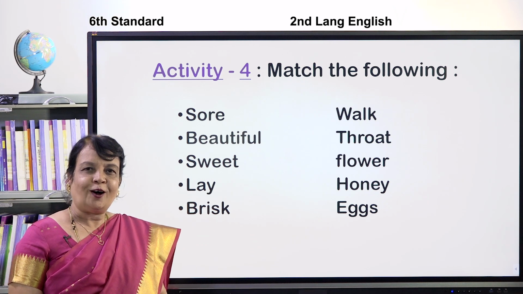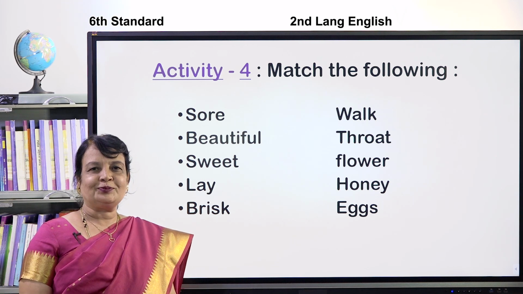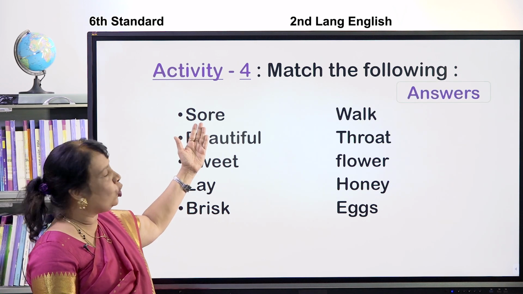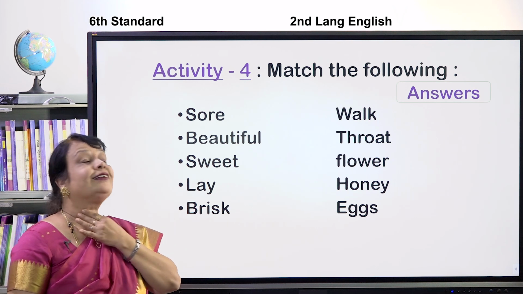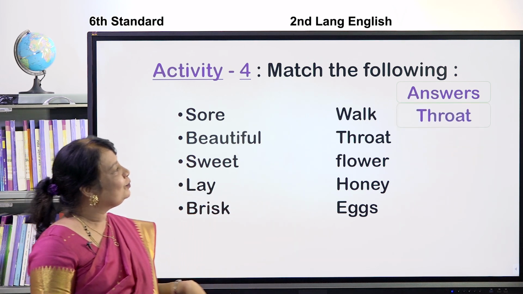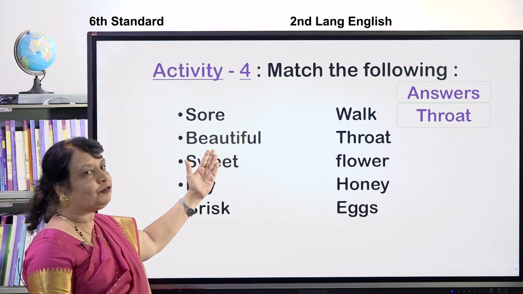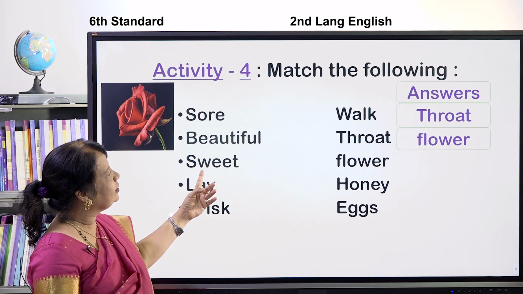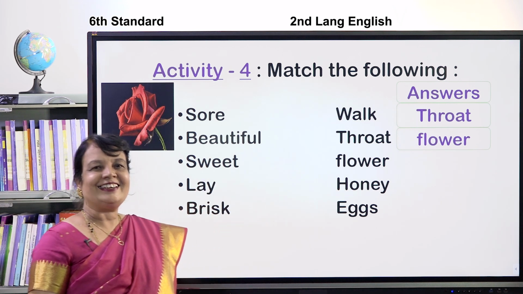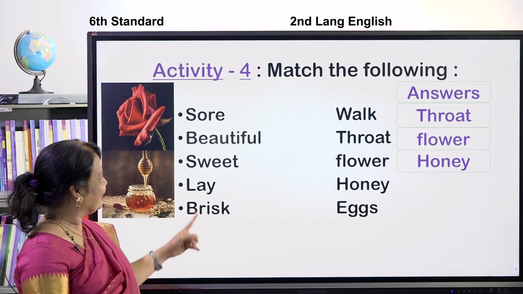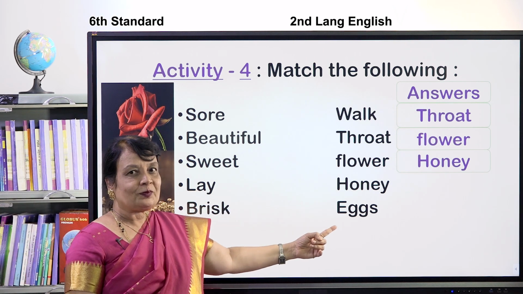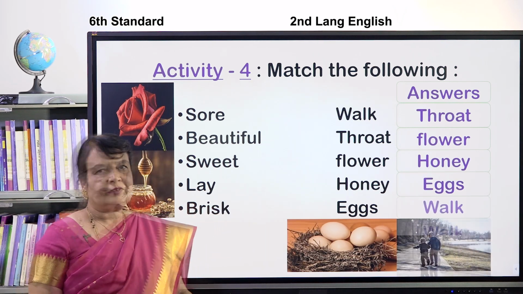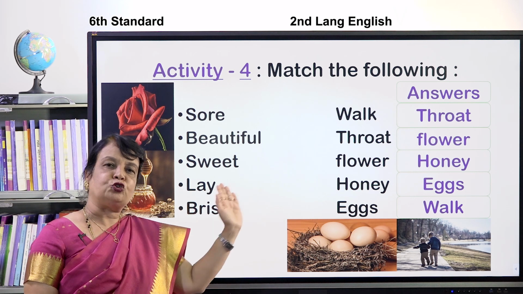Did you get all? Very good. Wonderful. Okay, now we'll have a look at the answers. Soar. Good. It is throat. Beautiful. Very good, children. It is flower. Sweet. Yes, it is honey. Lay. Eggs. Good. Brisk. Walk. Now you can write the answers again together.